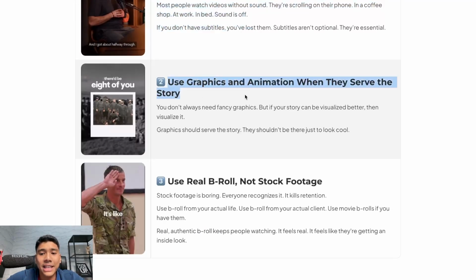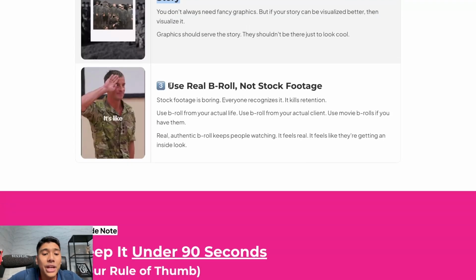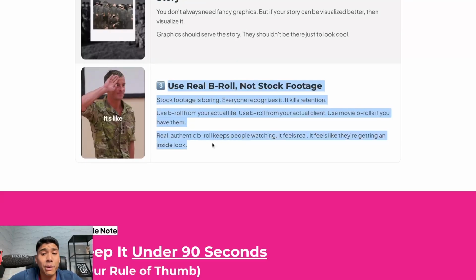Use graphics and animation only when they serve the story. You don't always need fancy graphics, but if your story can be visualized better, then use it. And use real B-roll, not stock footage. This is very important. A lot of people still use stock footage. Use real B-roll of yourself or your client or of the podcast whenever possible, right? Photos of yourself, videos of yourself that actually support the reel, right? Do not use stock footage.